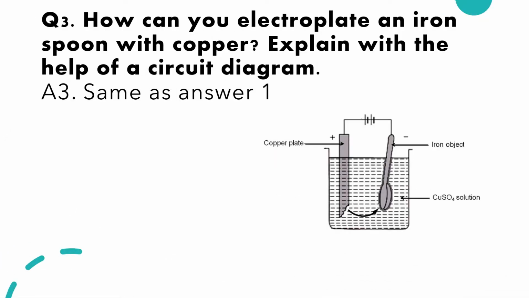Question number 3. How can you electroplate an iron spoon with copper? Explain with the help of circuit diagram. The diagram is here. हमने पहले भी देखा कि question number 1 में the answer is going to be the same. तो इस तरह से आप कॉपर प्लेट को पॉजिटिव टर्मिनल यानी कि एनोड से कनेक्ट करेंगे, स्पून को नेगेटिव टर्मिनल यानी कि कैथोड से कनेक्ट करेंगे और कॉपर सल्फेट सॉल्यूशन में छोड़ देंगे. तो इस तरह से the answer is going to be the same as answer number 1, which is already given.